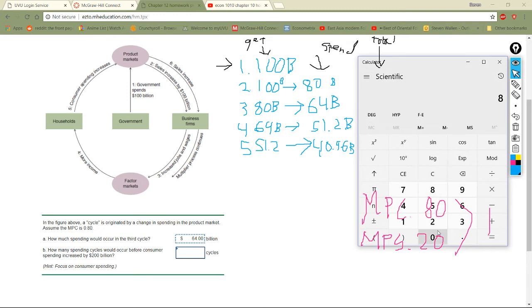Let's go 80 plus 64. 144 plus 51.2. So we're at 195. But it says here, how many cycles would occur before consumer spending is increased by 200 billion? We're still not to the 200 billion mark yet. So we plus 40.96. All right, so then we get to 236, and then we finally cross the threshold, so that would be in the 5th cycle.